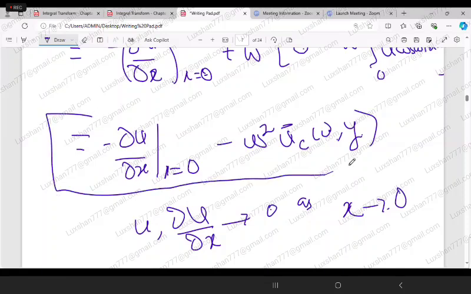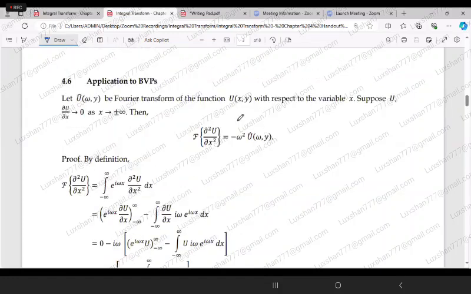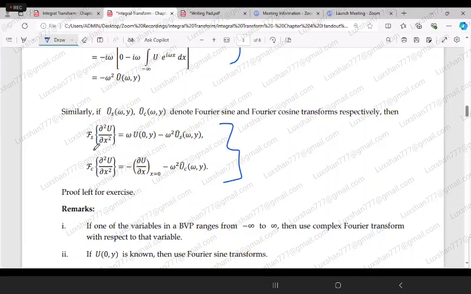So this is the formula. Okay, this is the formula. So that is the formula given here. Now look at the proof. Here the proof is not given. Actually, Fourier transform of this one, we got minus omega squared u bar omega y. We proved this one. The proof is given here. For this one, the proofs are not here, just we had the proof. Fourier sine transform of second derivative is omega into u(0,y) minus omega squared u bar omega y. Fourier cosine transform, that is minus ∂u/∂x at x equals 0 minus omega squared u bar.